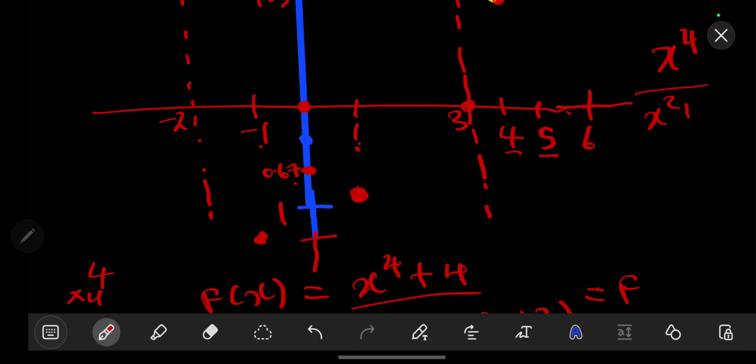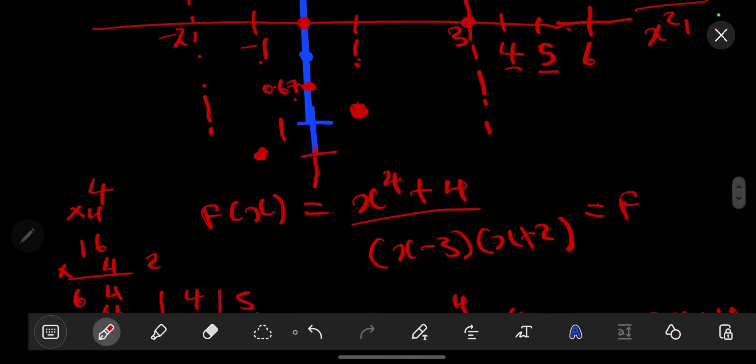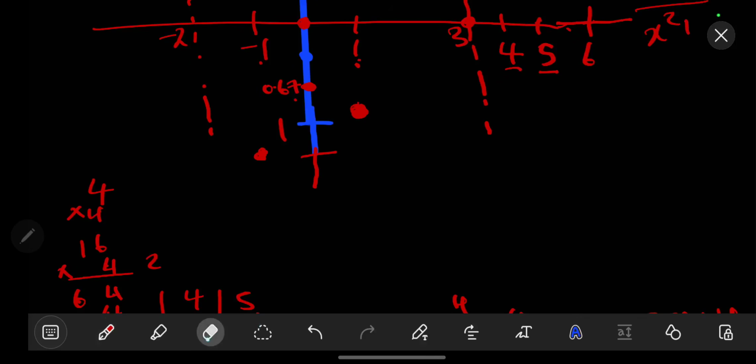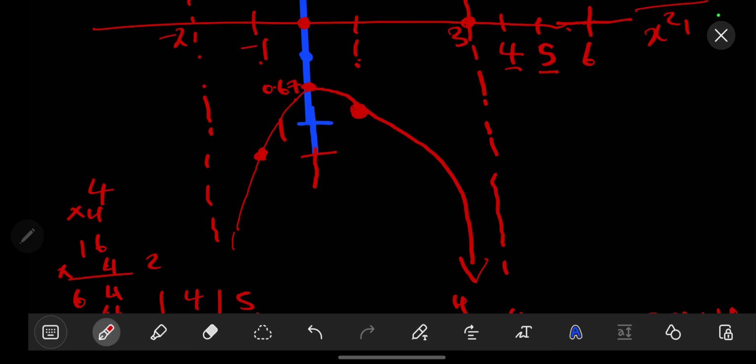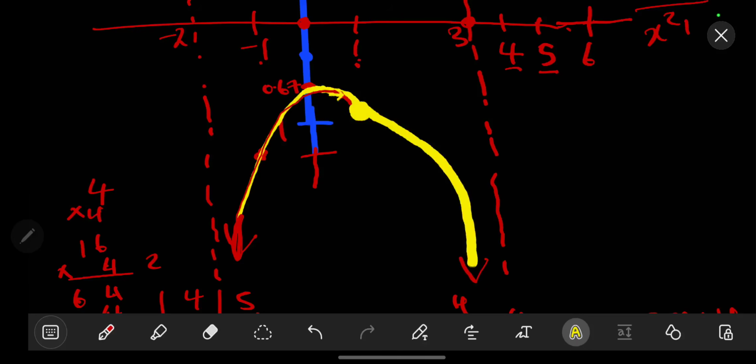So we can just join. So this tells us the general shape of the graph is that at this point it will look something like this. So the graph is looking like this. So we have a boundary like that, then we have something like this. So it will be something like this. So this is generally how our graph is looking. Let's just make it bold. So this is our graph at that interval.